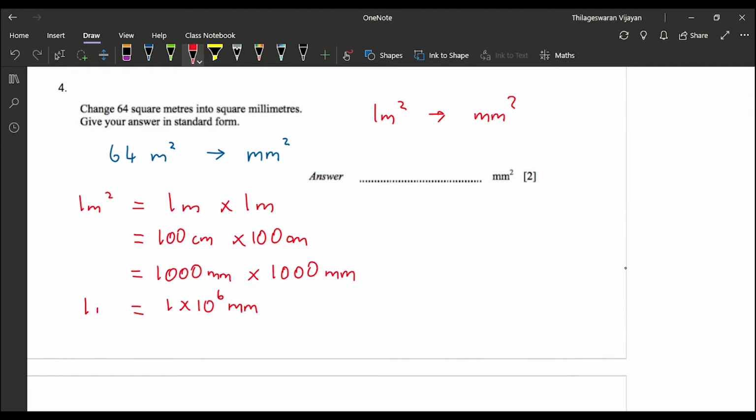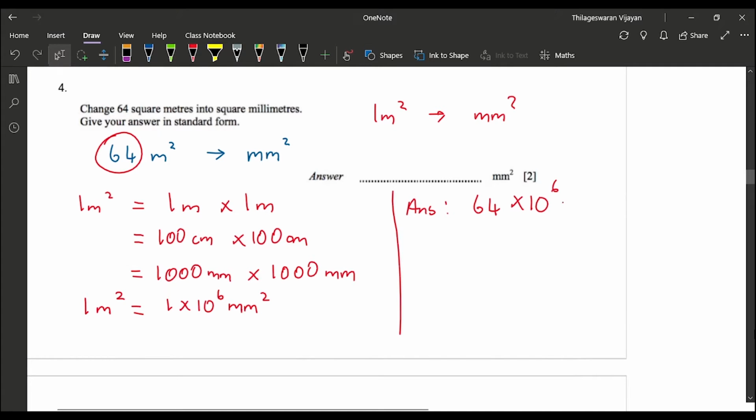So that's 1 meter square, equivalent to 1 times 10 to the power of 6 millimeter square. I forgot to put the square here because it's a multiplication of 2 similar units. Now once you have that conversion ready, all you need to do is take that big value, multiply by the conversion rate. Therefore, your final answer will give you 64 times 10 to the power of 6 millimeter square.